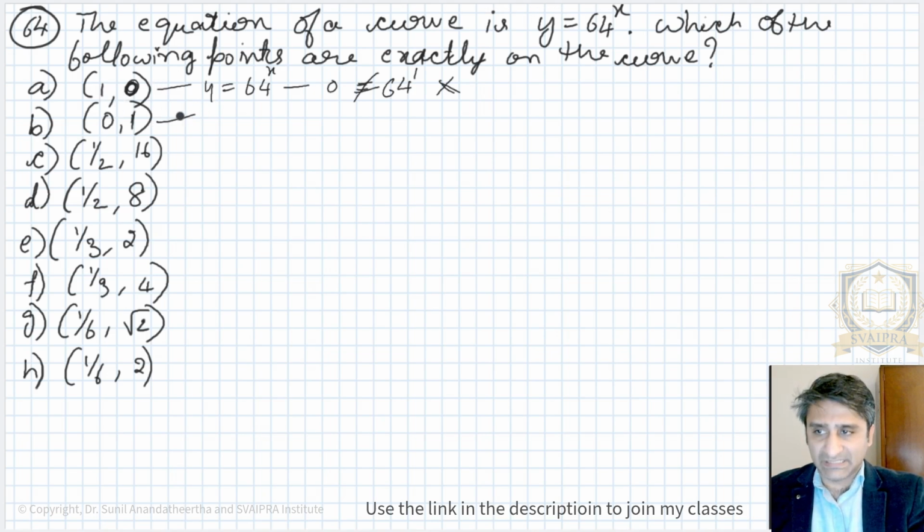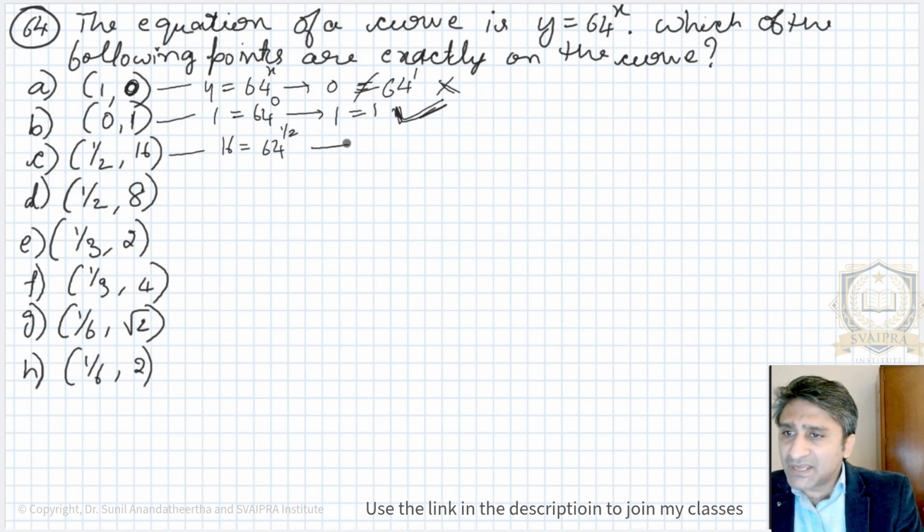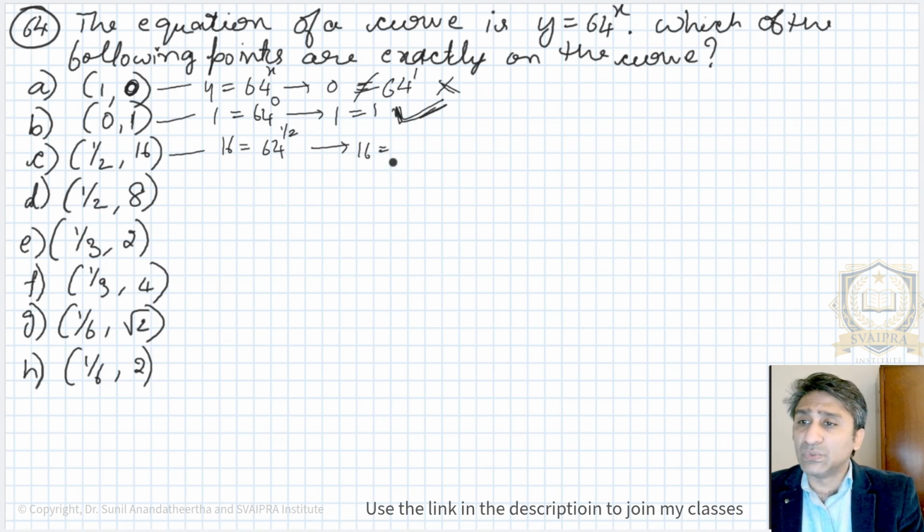Now let's have a look at this. When x becomes 0, y is 1. So 64 to the power of 0 means 1 equals 1. Therefore, this point lies on the curve. So what about this one? We have 16 equals 64 to the power of half. Does this lie? The square root of 64 is 8, isn't it? So they're not equal, so it doesn't lie on the graph.